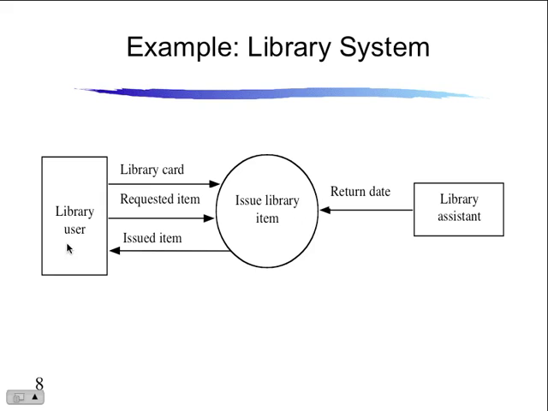We don't know yet. What are we going to get? We're going to get something. We're going to issue an item. It's going to come out. This output is going this way from the process to the library user to say, here's your item.